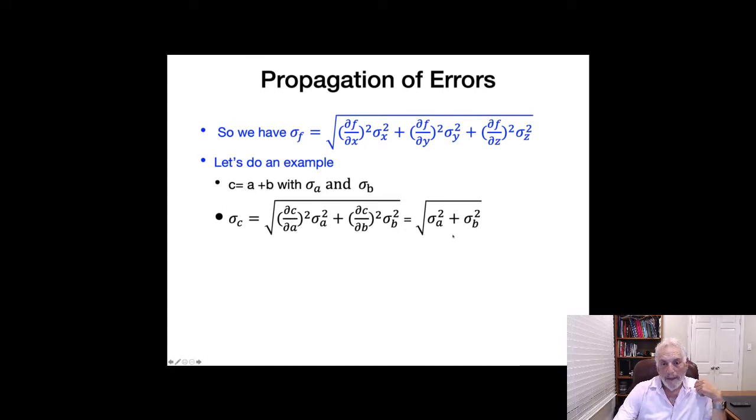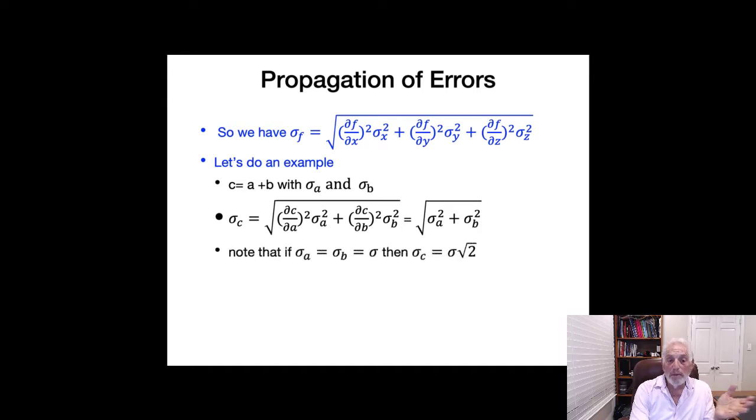So we just get 1 here, squared, times sigma a squared. When we take the partial of c with respect to b, again we get 1. So we get 1 squared here, and that equals just sigma a squared plus sigma b squared. So pretty simple. And if both sigmas were the same, if we're measuring with a ruler and we have the same uncertainty, then the sigma of the total is the sigma of each individual one times the square root of 2.